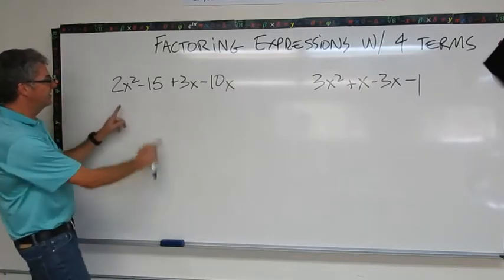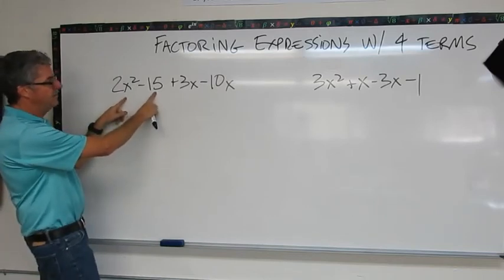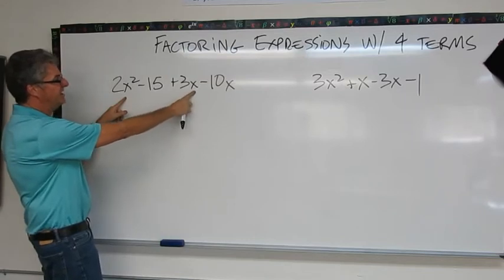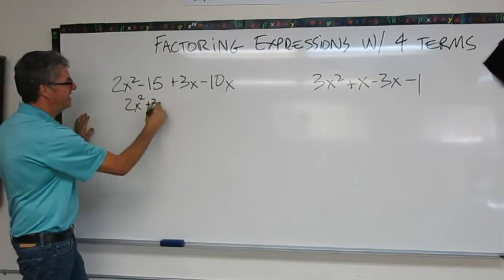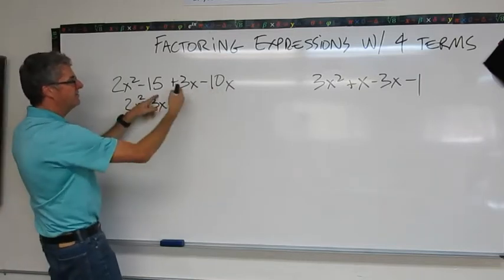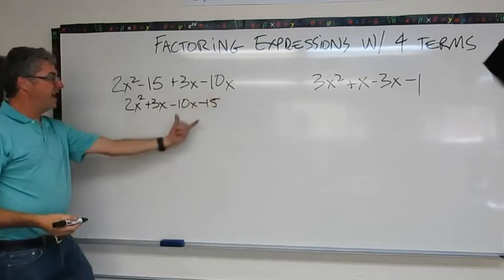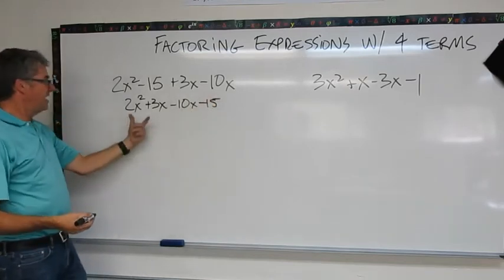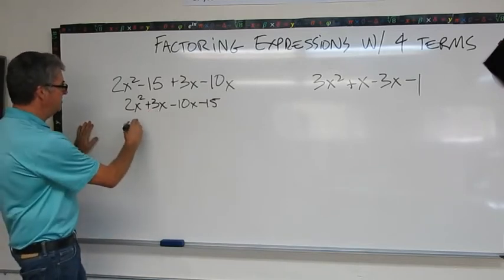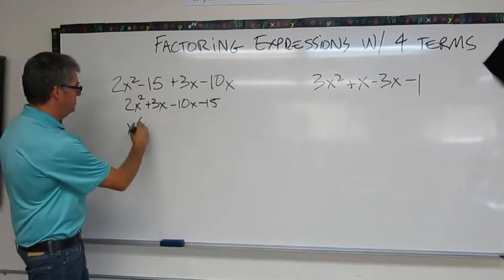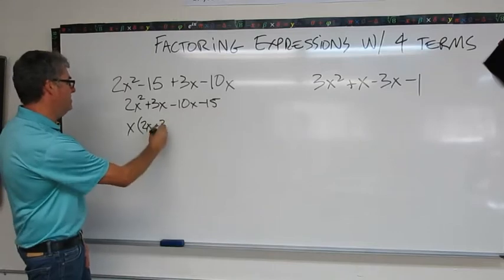So grouping them together. There isn't anything here that's common in both of those, so that's not going to help too much. But let's scoot down to this term. That has an x, so does that. So let's do 2x squared plus 3x, and then let's bring our x over, minus 10x minus 15. So I see I have a 5 in both of those, and I have an x in both of those. So let's see how that works. Take my x out, that's going to leave 2x. Take my x out, that's going to leave 3.